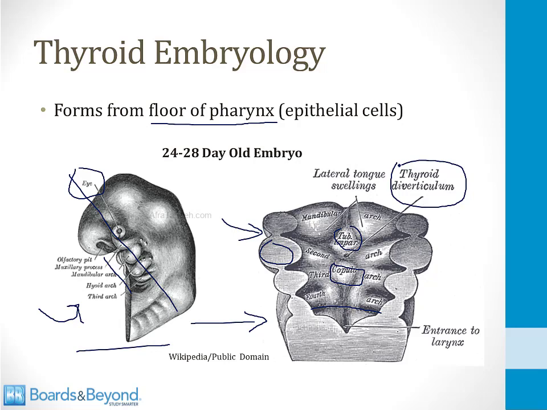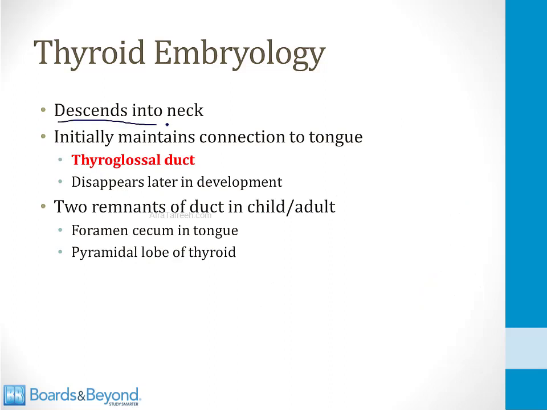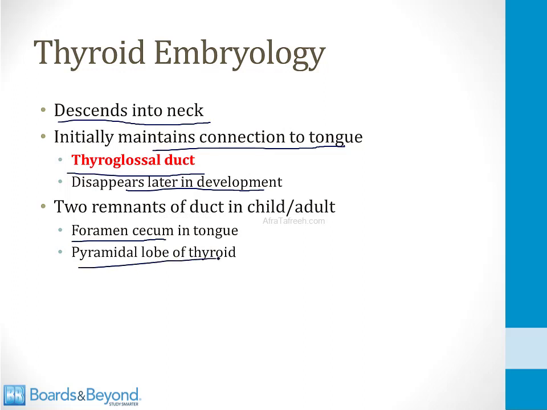This is an outgrowth from the floor of the pharynx that is going to dive down into the neck and form the thyroid. So as that tissue from the pharynx descends into the neck, it will initially in the fetus maintain its connection to the tongue. This is a structure called the thyroglossal duct, and this will disappear later in development. And in the adult, there are two remnants of this thyroglossal duct that you can find. The first one is called the foramen cecum in the tongue. I'll show you a picture of that in a minute. And the second one is that pyramidal lobe of the thyroid we saw before. When that remains behind, that is a remnant of the thyroglossal duct.